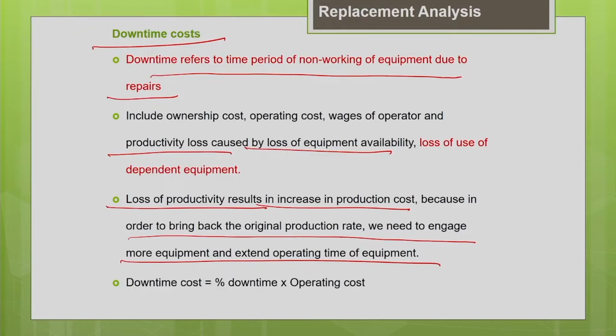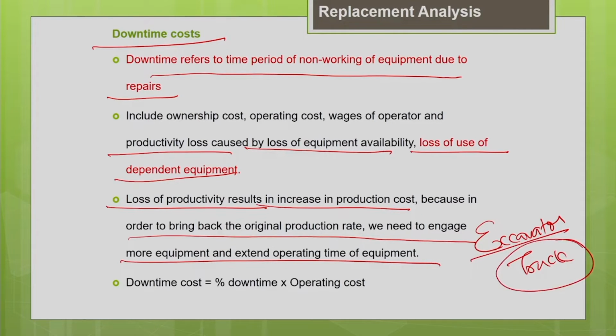Another important thing which we should not overlook is the loss of use of dependent machines. See for example, when machines are working in a team, say your excavator and the truck, they are working together. If the excavator breaks down, the truck will also be idle. So the ownership cost, the operating cost, the operator wage cost of the truck and the loss in productivity of the truck, everything should be taken into account when you estimate the downtime cost of the excavator, because they are dependent machines.